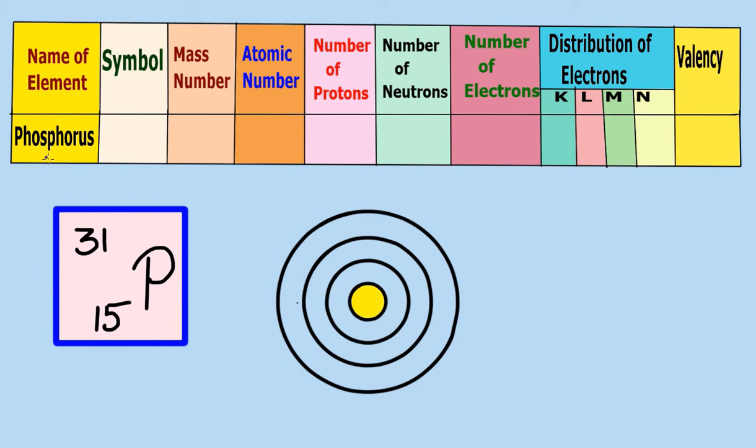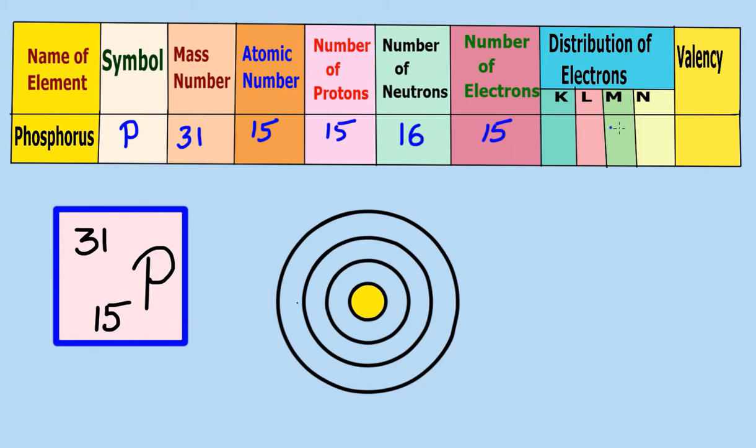Next element is phosphorus. Phosphorus is represented by the capital letter P. It has mass number 31 and what is its atomic number? 15. So 15 atomic number means 15 protons, 15 electrons. How many neutrons are there? Mass number minus number of protons. So 31 minus 15, it has 16 neutrons.